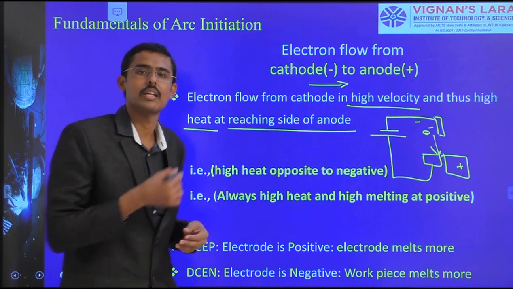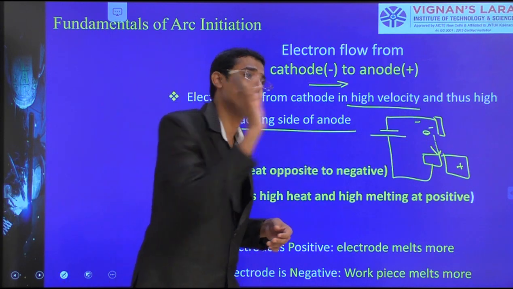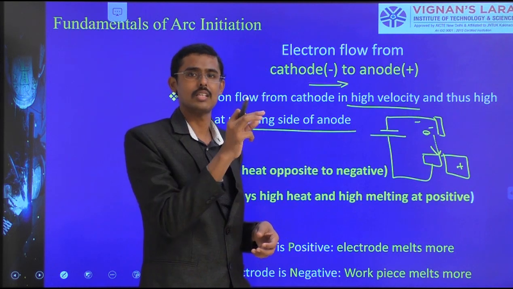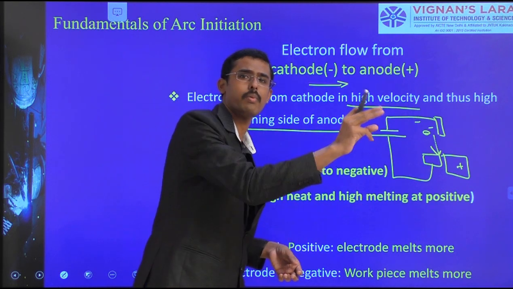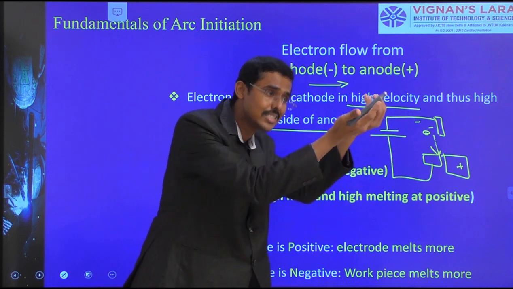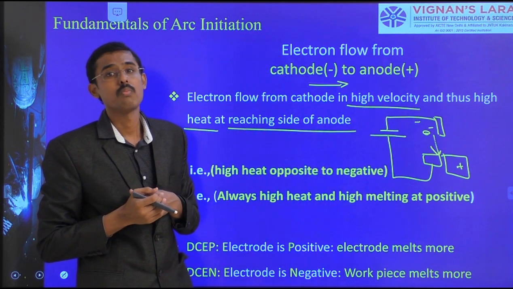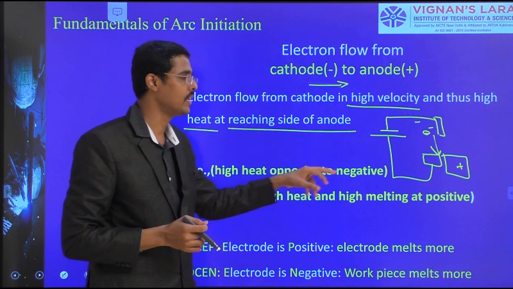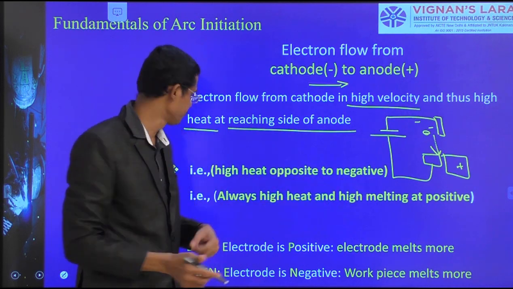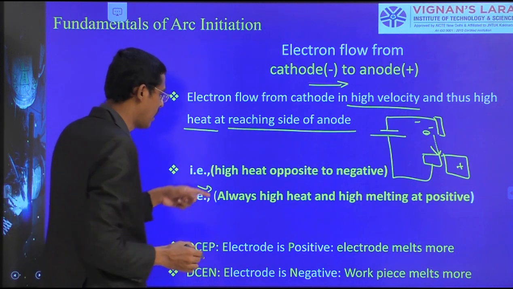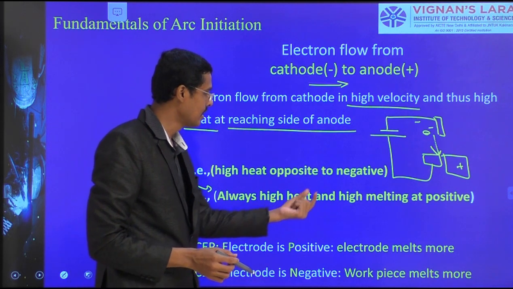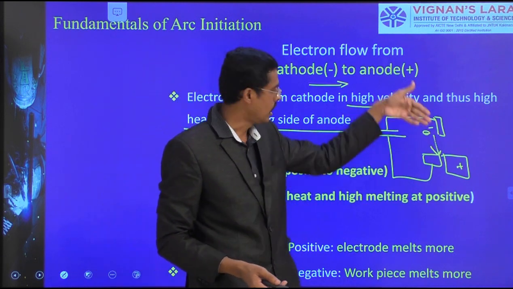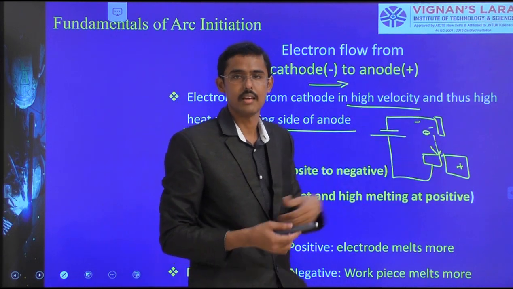Where we are connecting the negative, electrons are released and reach the positive side, attracted. Electrons having light weight and high velocity go towards the positive. The positive end only receives the heat. Always a high heat and high melting at the positive. Therefore I am telling always high heat and high melting at the positive side. Electrons come from the negative and go to the positive and melt there.